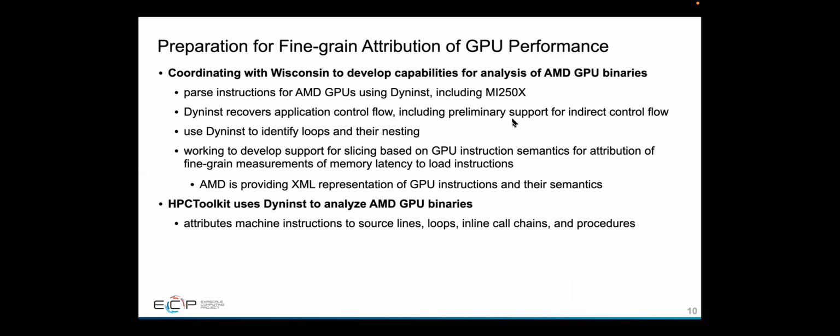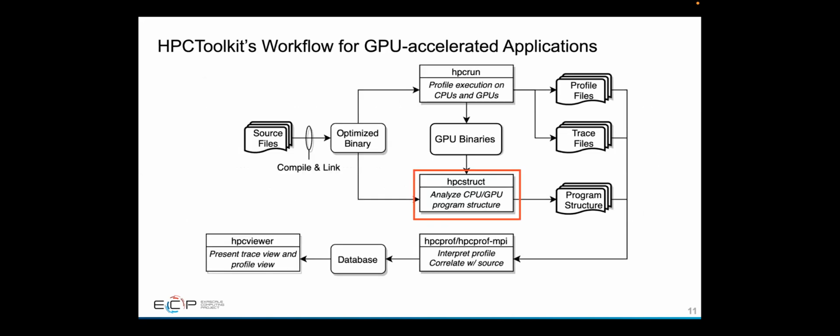And so DynInst recovers application control flow and identifies loops and their nesting. And we're working on developing support for GPU instruction slicing so that we can attribute costs for load latency back to the load instructions from the wait instructions where the load's complete. So HPCToolkit uses DynInst to analyze the AMD GPU binaries, and so we can analyze source lines, loops, inline call chains, and procedures. And so this is all in preparation for things to come in the future.